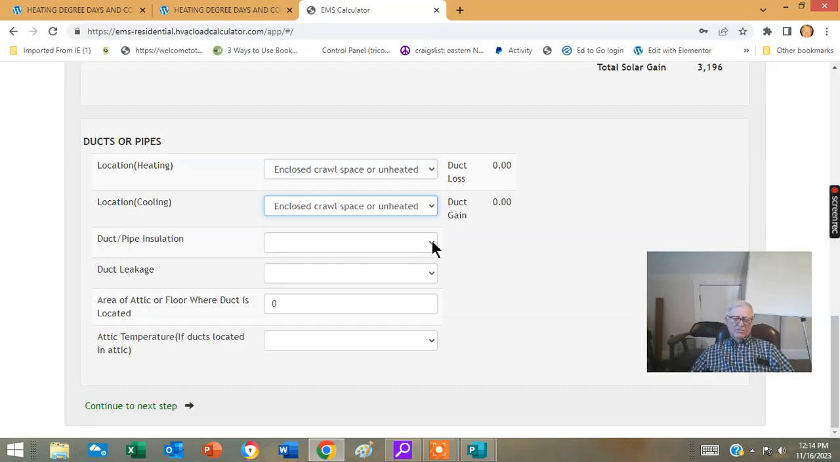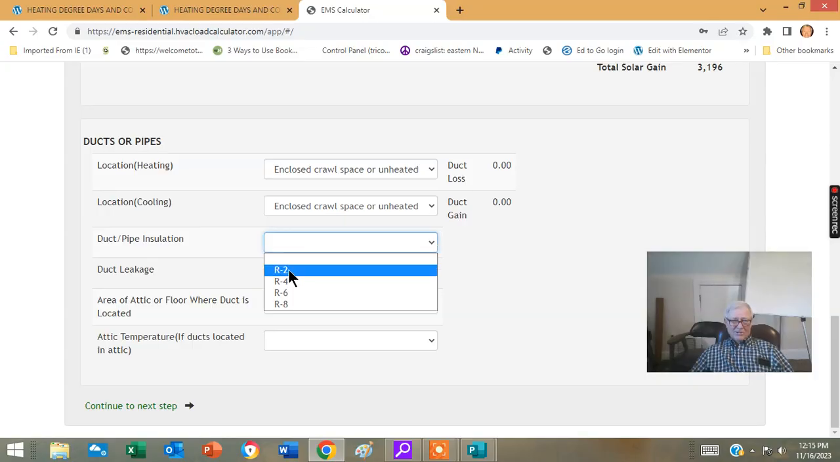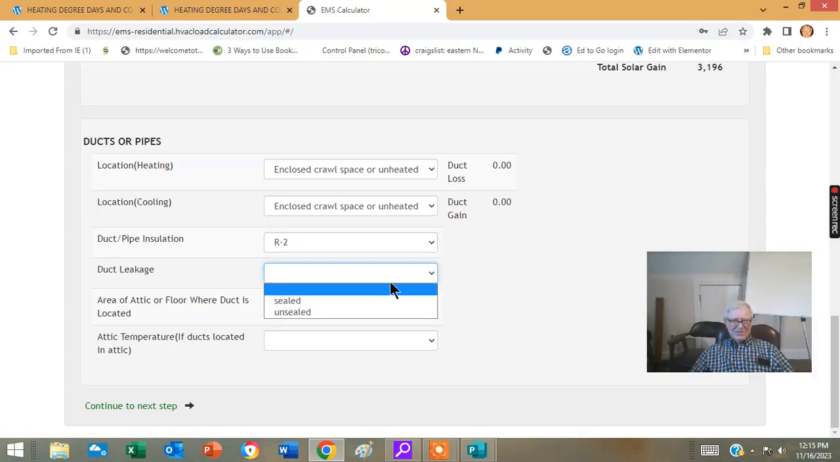Do you want to use the existing ductwork, or are you going to put in new ductwork? Let's just say that we're lazy on this one. We're just going to use the existing ductwork, which is probably pretty old. And I imagine it's probably got about an R2 on it. It's unsealed, and it's asking you here what the area of the attic or the floor where the duct is located. Well, we got 2,256 square feet, I think.